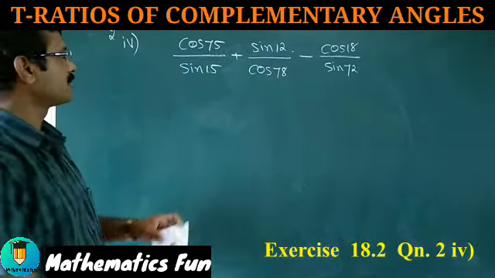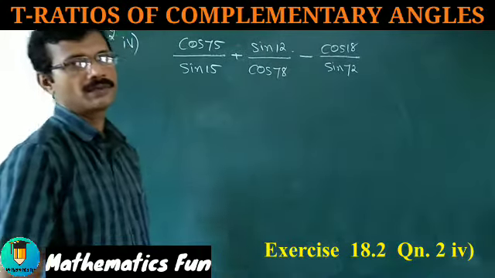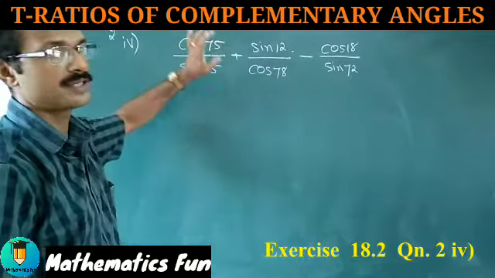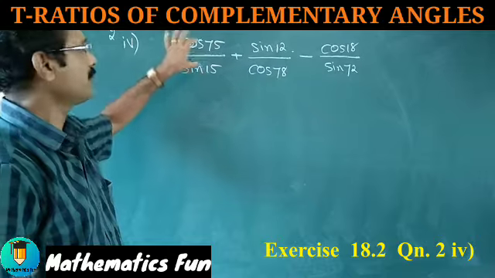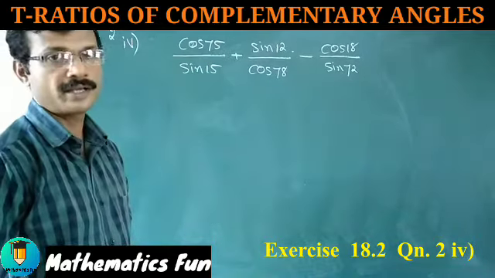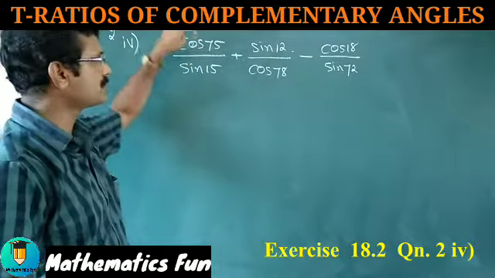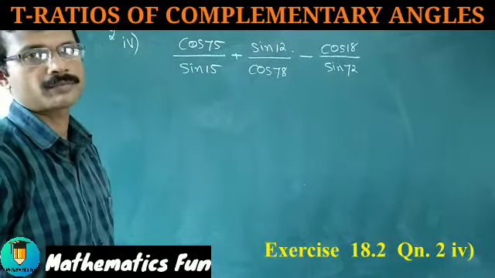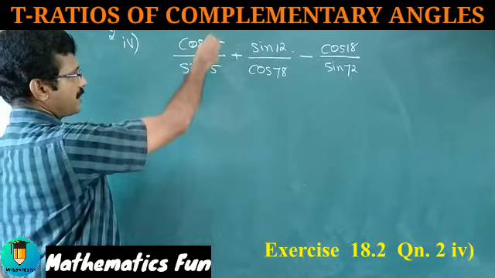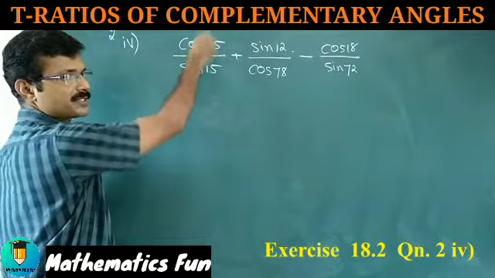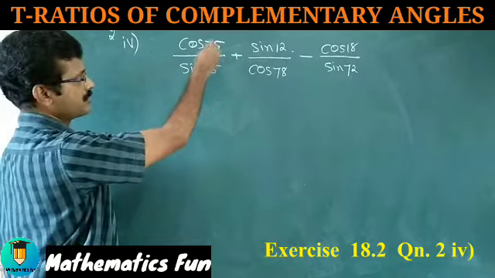We have to evaluate this without using trigonometric tables. The trigonometric table is the one given in standard 10 books, and we are not allowed to use that table. So we have to do this with the help of complementary angle properties. In this type of fraction, you can see the sum of the angles will always be 90 degrees. They will always give the question like that.